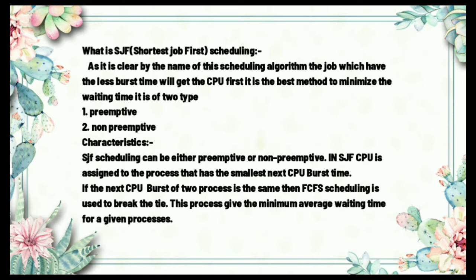What is SJF, or shortest job first scheduling? SJF scheduling can be either preemptive or non-preemptive. In SJF, the CPU is assigned to the process that has the smallest next CPU burst time. If the next CPU burst time of two processes is the same, then FCFS scheduling is used to break the tie. This algorithm gives the minimum average waiting time for a given set of processes.